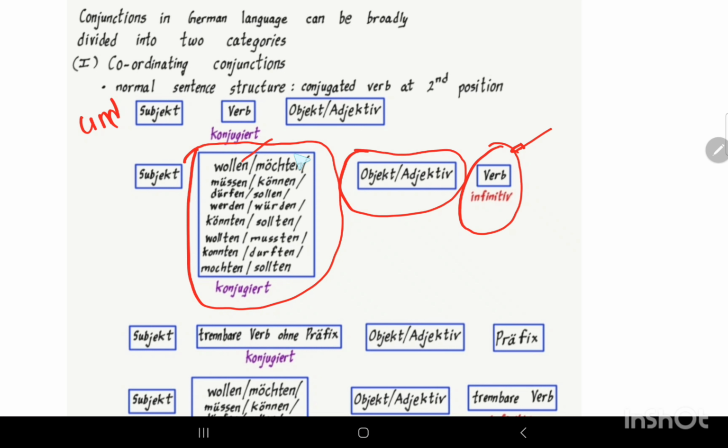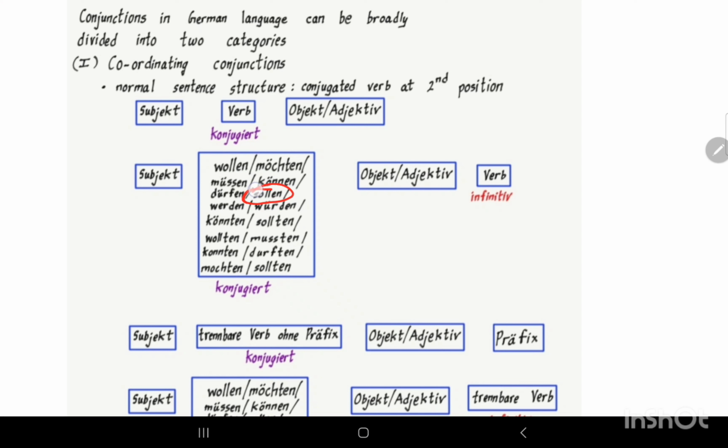So wollen is want to, möchten is also want to, but it's something like I wish, I like to. Müssen is I must, I have to. Können is I can. Dürfen is I am allowed to. Then sollen, you have sollen over here, and then you have sollten over here. They both mean should, but when you are speaking in German, you use sollten when you are giving advice. For example, you should study for the exam. Du solltest für die Prüfung lernen.